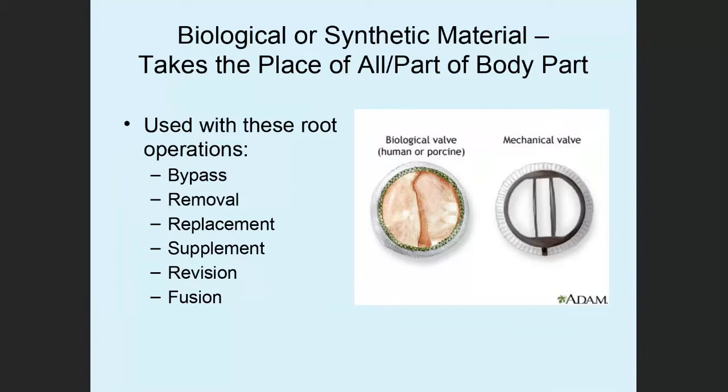Now, biological or synthetic material is used with these root operations: bypass, removal, replacement, supplement, revision, and fusion. So here you have an example. This is a biological, human valve replacement, and here's a mechanical valve replacement. So in this case, biological or synthetic material, this is biological, this is synthetic.